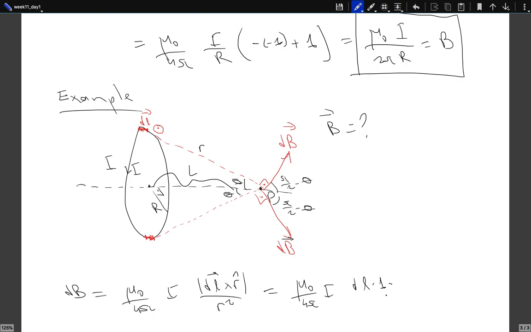Well, let's look at this one. This is our dl. R is this vector over there. 90 degrees. This angle here is 90 degrees. Sine of 90 degrees is 1, divided by r squared.